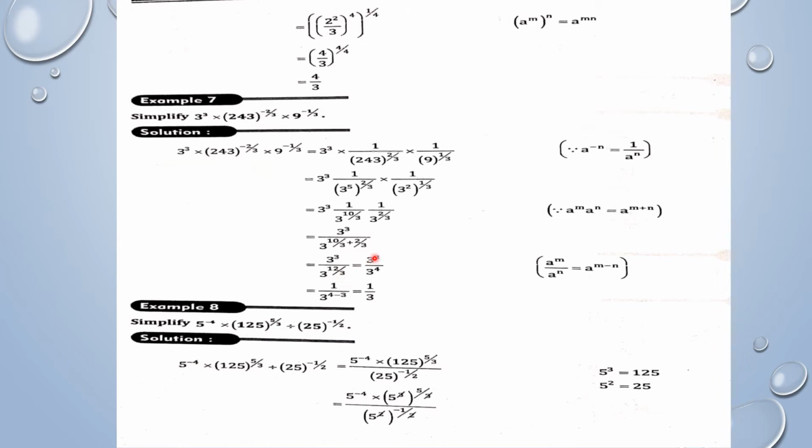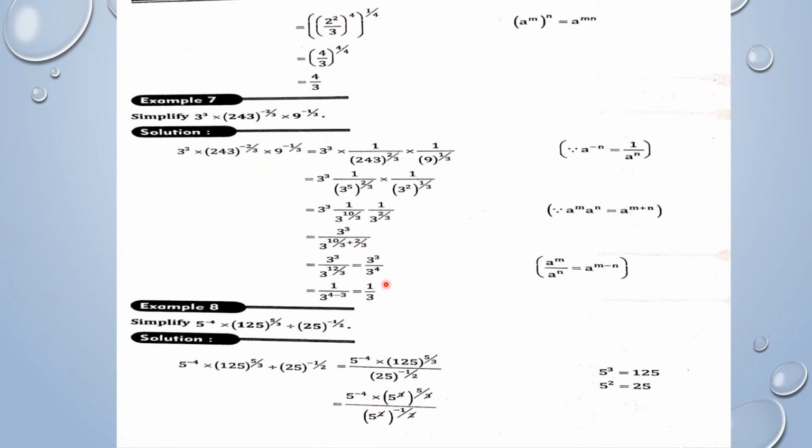So 3 ones are 3, 3 fours are 12. So here you will get 3 to the power of 4. So here you have 3 cube and here you have 3 to the 4. Whenever you have a to the power m and a to the power n, this should be written as a to the power m minus n. How to write, sir? You will get 3 to the power 3 minus 4. This should be written according to this exponent law of indices. So this can be written as 3 to the power 3 minus 4, where you will get 3 to the power minus 1 in the next step.